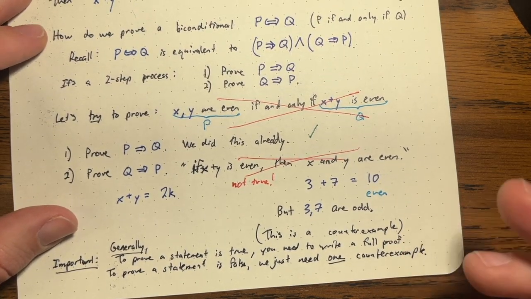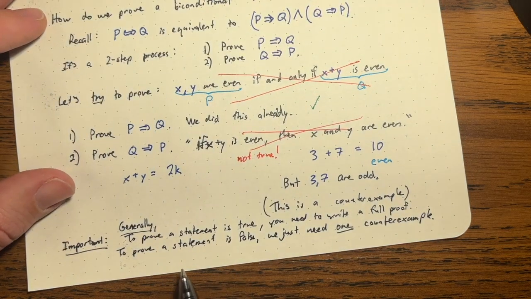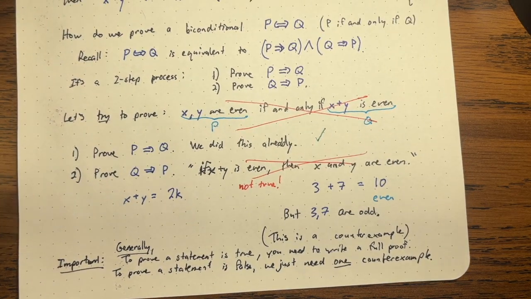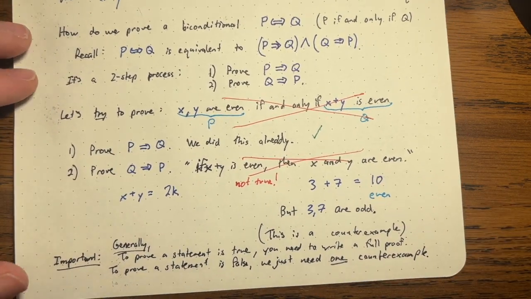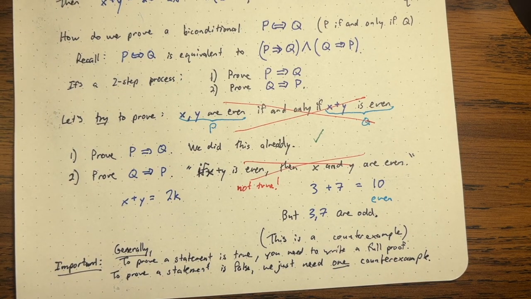So for example, the statement could be, there exists a number such that so-and-so. And then to show that's true, you just have to find a number. To show it's false, you have to prove that it won't work for any number. But in general, this is how you would proceed.